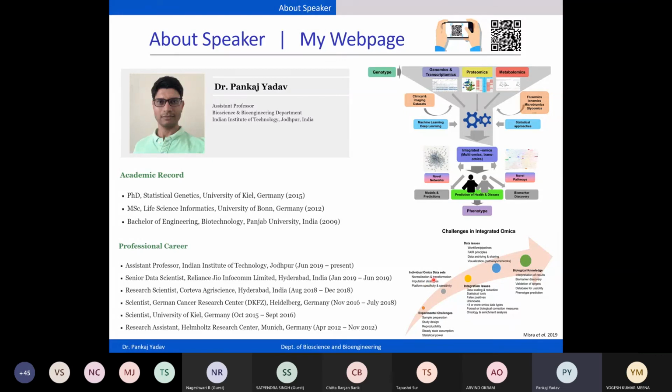These are all preliminary challenges, and then the issues come when you want to integrate these different layers of data, like data scaling, reduction, and the different ways we can integrate different levels of data. Then, of course, we have to develop methods for visualization, to make biological inference, which is ultimately our goal: how this kind of integration can help in biomarker discovery, validation of targets, databases for usability and reproducibility, and ultimately, as I was saying, phenotype prediction.